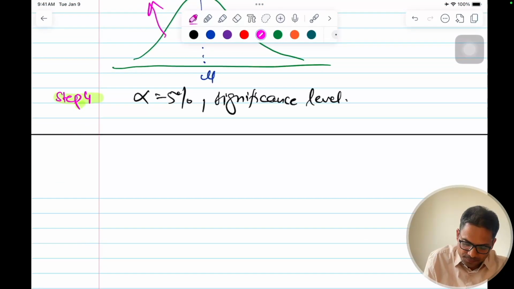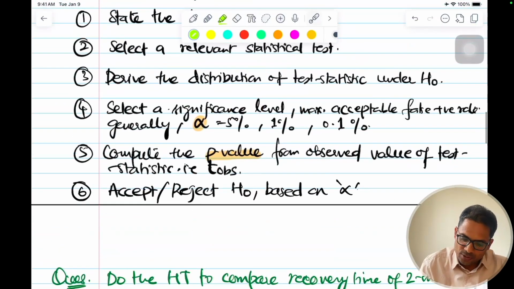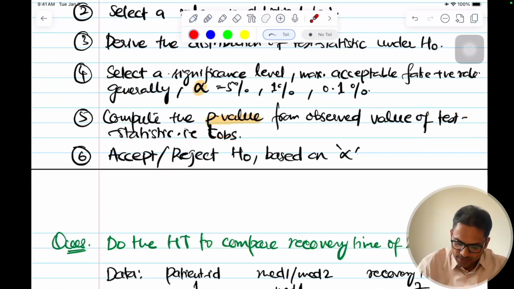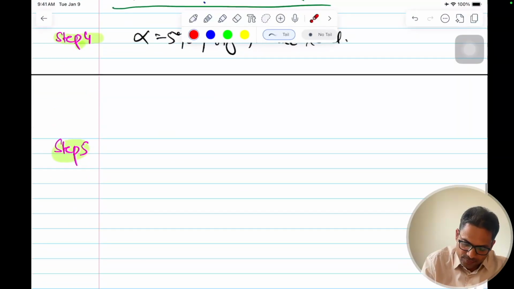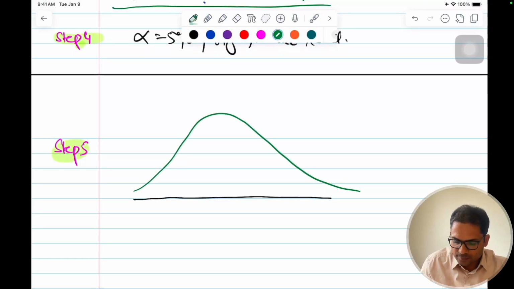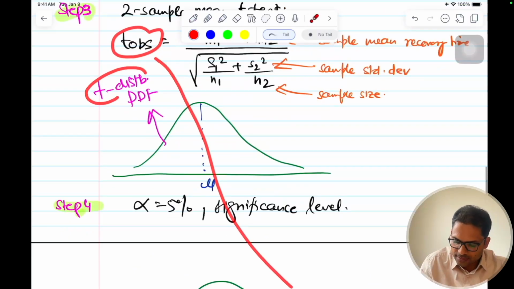What is step 5? Step 5 is compute the p-value from the observed value of the t statistic. What is p-value? Okay, understand this. Let me draw it again. Say for example, this is the t distribution. This t distribution is also symmetric. Now say you get the t observed, the value that I calculated, somewhere here. This is your t observed.